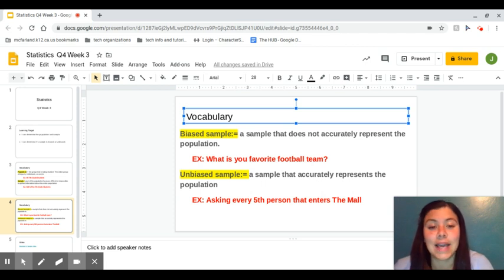Unbiased means a sample that accurately represents the population. So if I decide to ask the same question, what is your favorite football team? But instead of asking it at a football stadium or a football game, I decide to randomly ask every 5th person that enters the mall. A lot of different people go to the mall. So every 5th person that comes in, I'm asking, hey, what is your favorite football team? Then that represents an accurate representation of my population. That is considered unbiased.